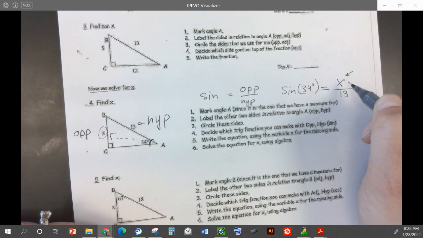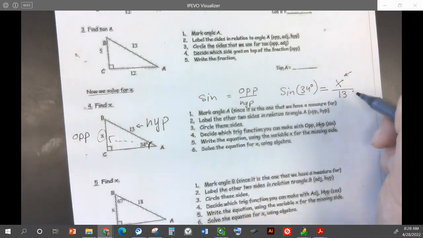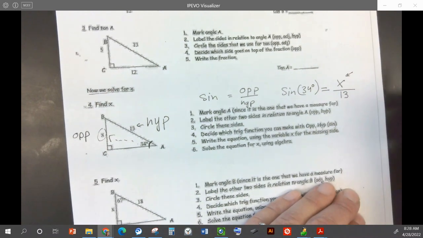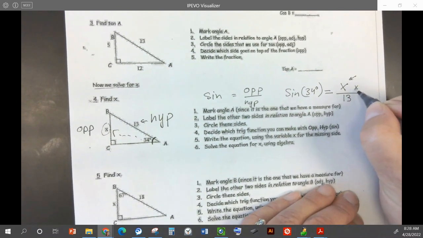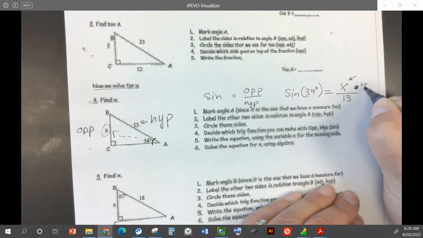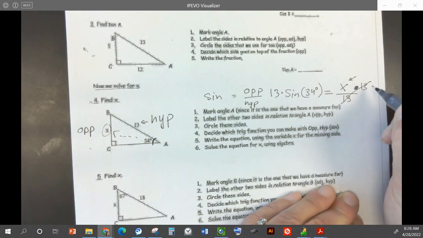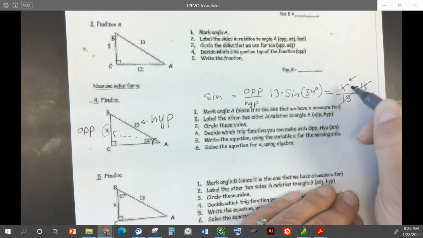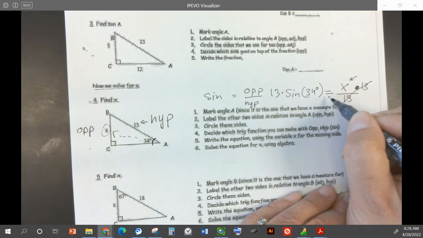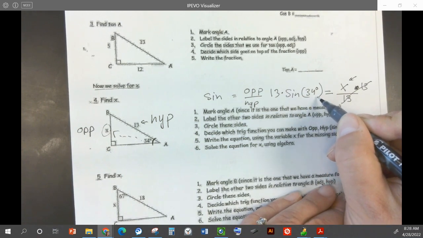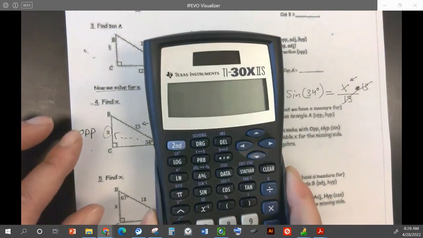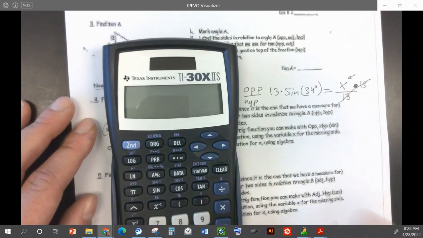How will we get x by itself? How do we get rid of that 13? We're going to do the opposite of divide. We're going to multiply by 13. Good. So multiply by 13 on both sides. So 13 divided by 13 is just 1. So we have 1x is 13 times the sine of 34 degrees. So then we can just plug this part in our calculator.